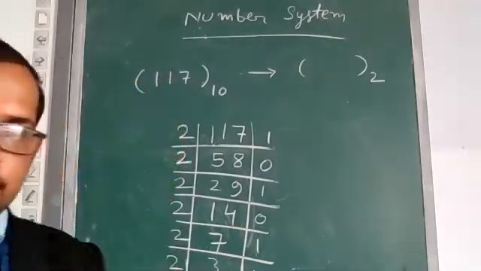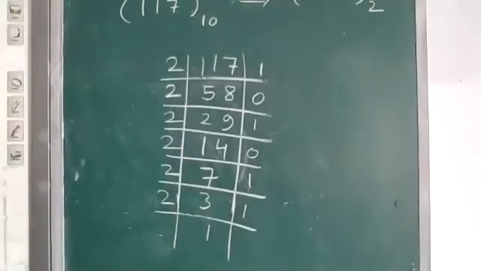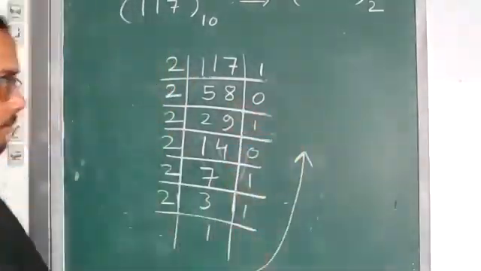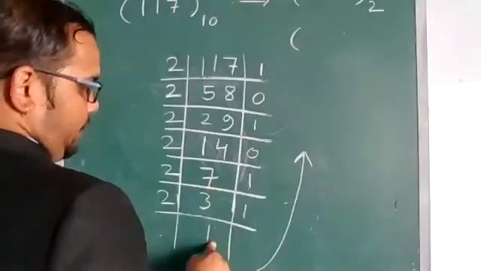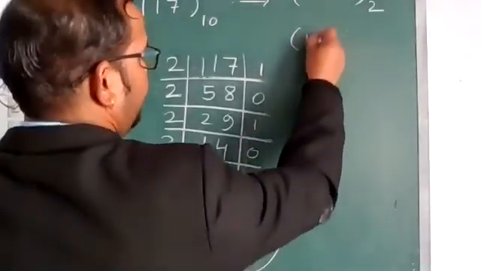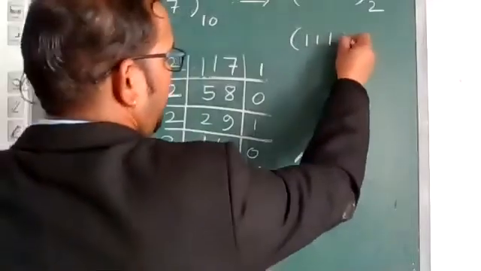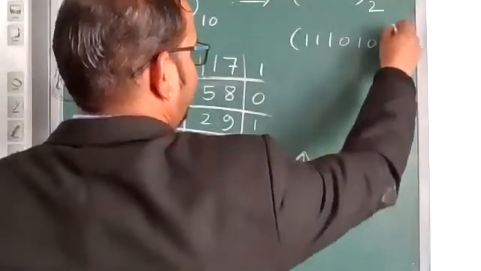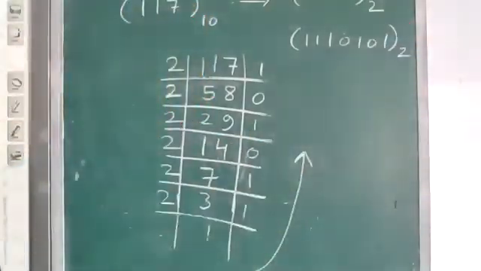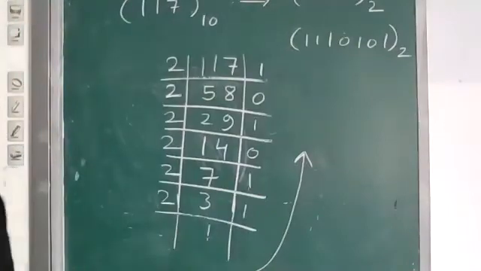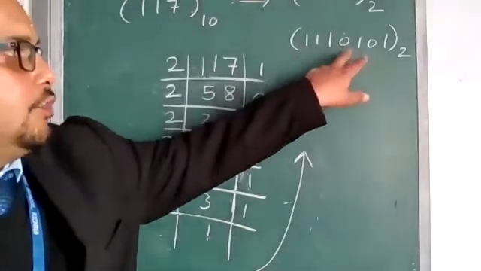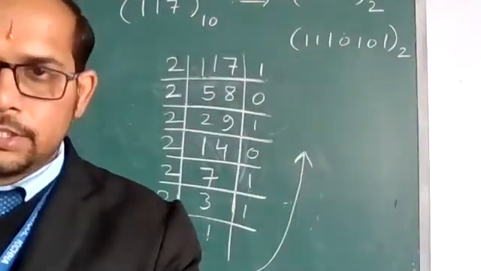After division, you have to write your remainders in reverse order from bottom to top. Like this. First you write 1, then 1, then 1, so 3 times 1, then 0, then 1 1 1 0, then 1 0 1. Its base is 2. So this is the binary equivalent. ठीक है, 117 का binary equivalent क्या आया? 1 1 1 0 1 0 1. This is your answer.